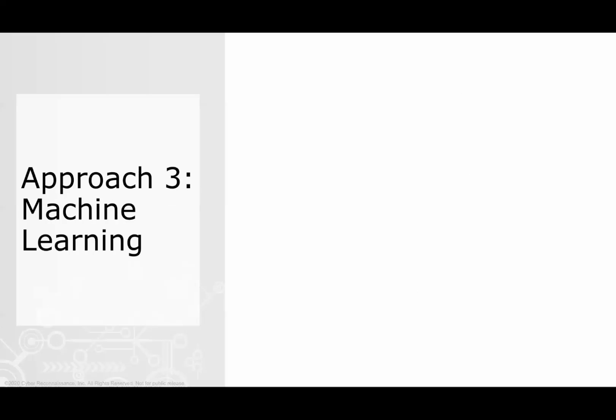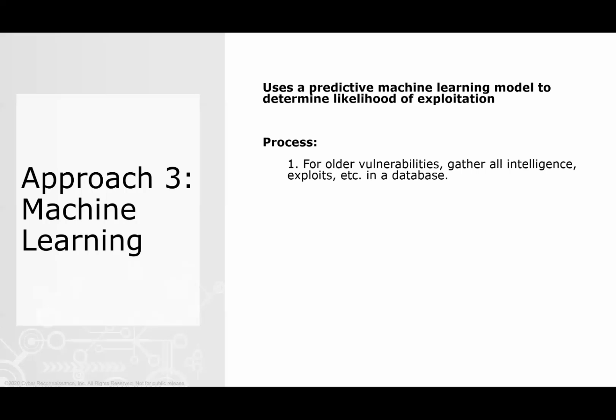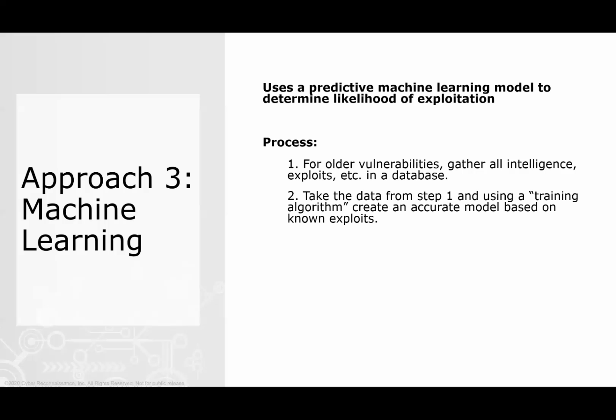So this leads to the third approach, and that's to use machine learning. And now here you have a model that's going to give you a likelihood of exploitation. So how do you get that model? Well, first, for older vulnerabilities, you take all the information, intelligence, exploits, and so on that you had ahead of time, and you put that in a database. And then two, using what's called a training algorithm, you create a machine learning based model that compares that database information to whether there was an exploit or not actually employed in the wild for those vulnerabilities. And now you have a very accurate association from the intelligence to the probability of exploitation.